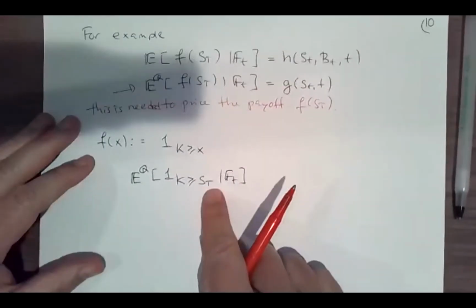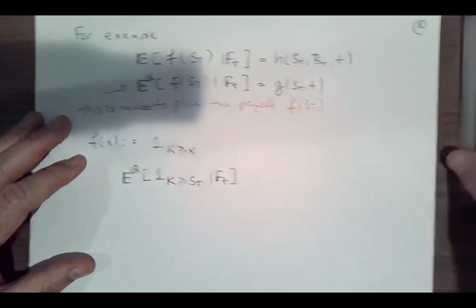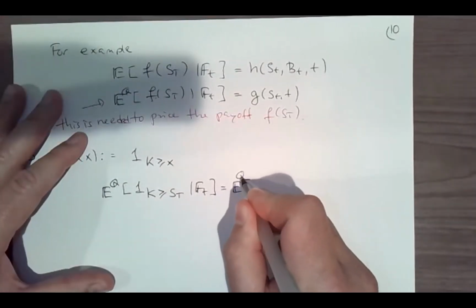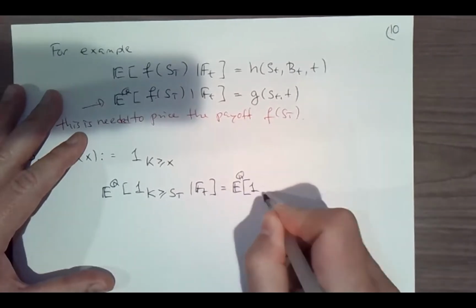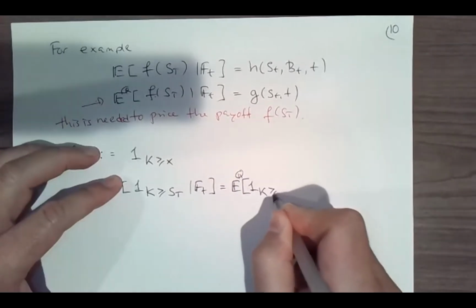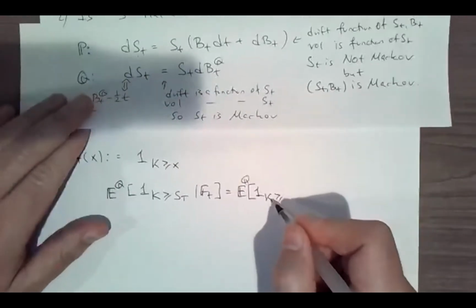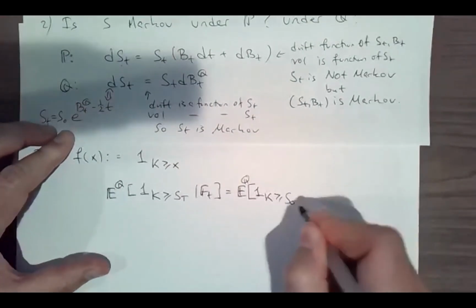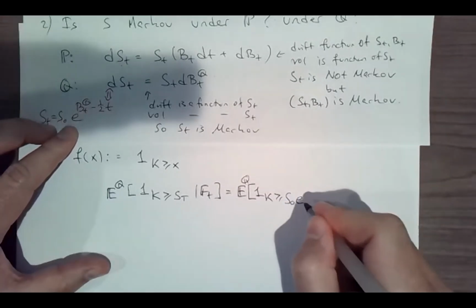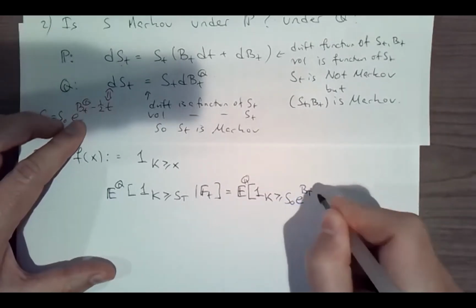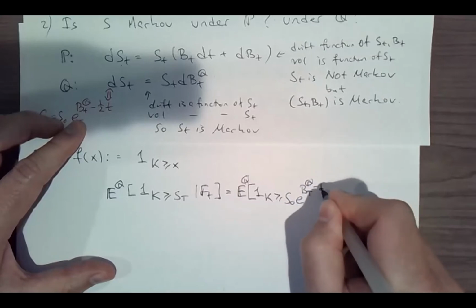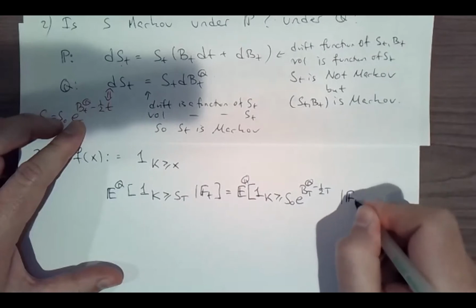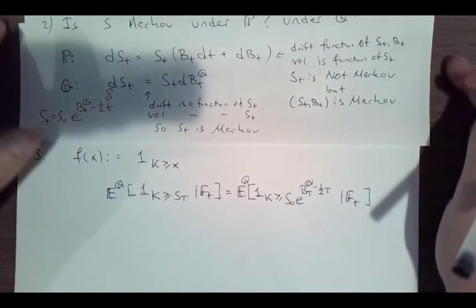So I can take this solution here and I can feed it into this formula here. So let me try that. Expectation under Q, indicator K bigger than, and then that solution, S0 e to the BT Q minus 1/2 T. Some of you might recognize how close this is to some of the calculations you've been doing in your homework.